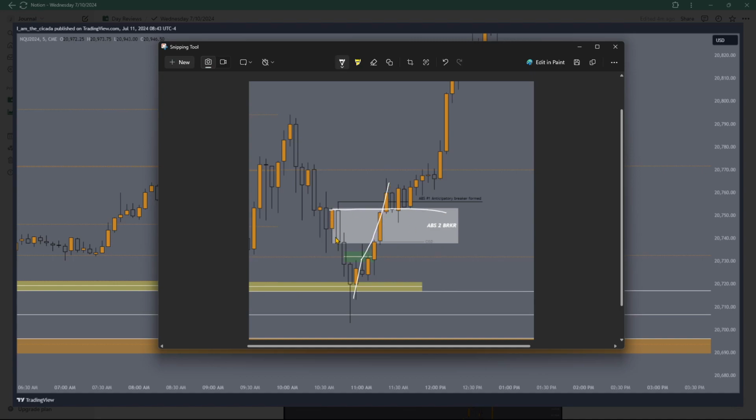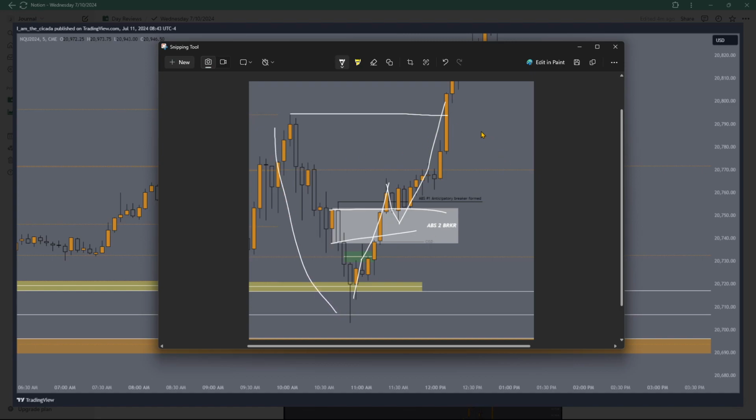Moved higher, creating a breaker. We retraced into the breaker. If order flow was bearish, we would have disrespected this and then moved lower. But what happened is we moved into it, respected it, and moved higher. After we took this range high, this was all-time highs.